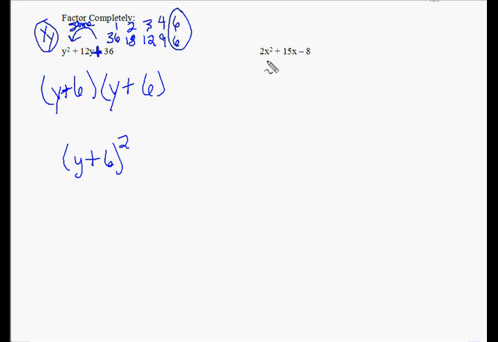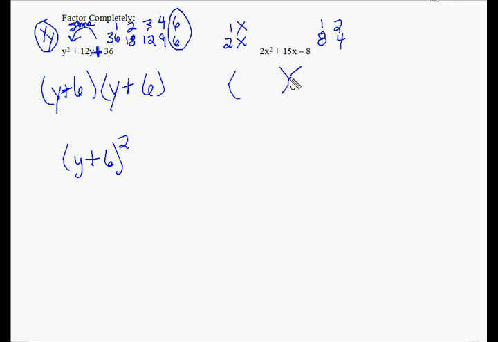No, there's nothing common to 2 and 15. Even though the x's are common, there's no x in the 8. Since there are three terms, I'm going to break down the factors of the first, 1 times 2, x times x, and factors of the last, 1 times 8, 2 times 4.